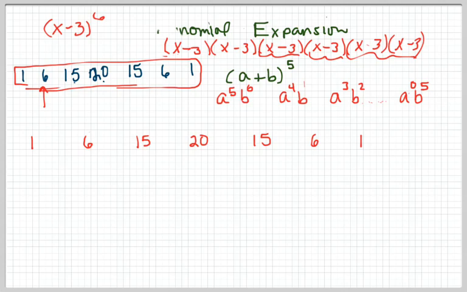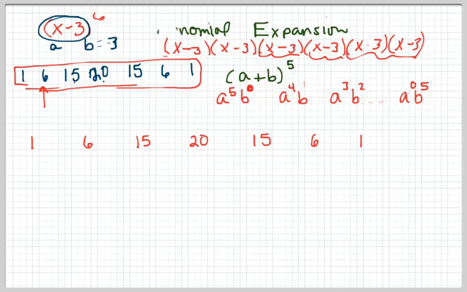So we say the a goes in descending order by degree, and the second term, the b, goes in ascending order by the degree of the term. And degree is the exponent on that. So once we remember that pattern, we just use it on the x minus 3 to the 6th. The x is acting like the a, and the b is acting like a negative 3.